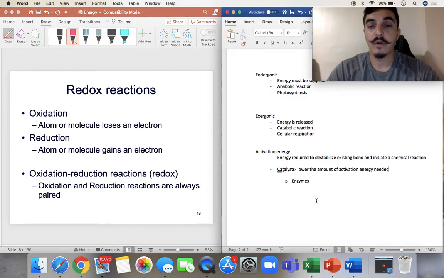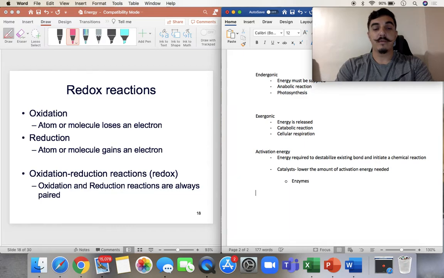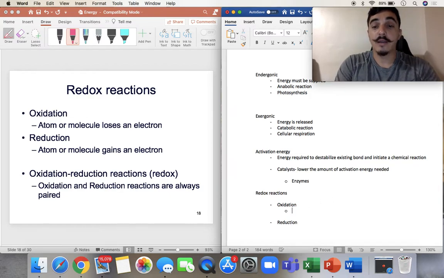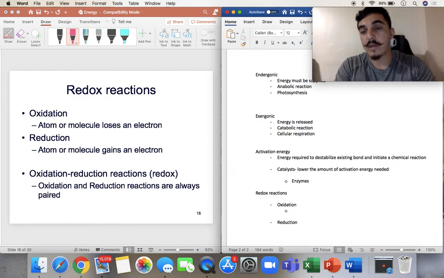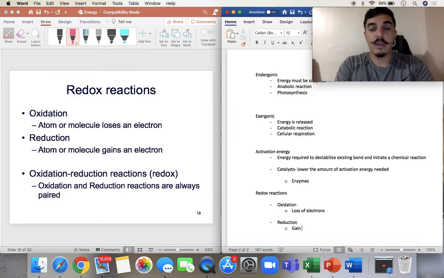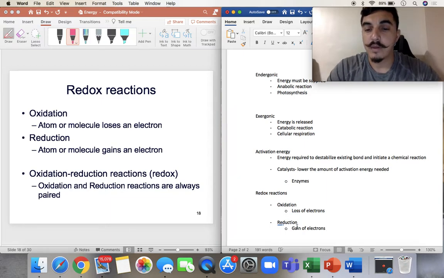Now, we have something called redox reactions. So we're almost done. There's two types of redox reactions. We have oxidation and reduction. During an oxidation reaction, there's a loss of electrons. During a reduction reaction, there is a gain of electrons, which sounds kind of funky, when you reduce, you gain, but that's how it is.